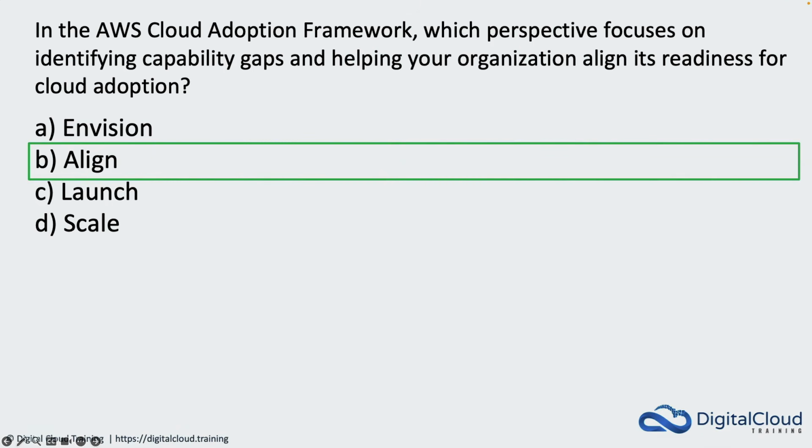Now, let's just check those other two, though. I just want to go through those so you understand those two different perspectives as well. So the reason that Launch was incorrect is because this phase is more about initiating and launching new services or processes based on the strategies and plans devised in earlier phases. It's not primarily focused on identifying capability gaps. And then lastly, Scale is incorrect because it involves scaling the implemented strategies and solutions to maximize the benefits of cloud adoption.